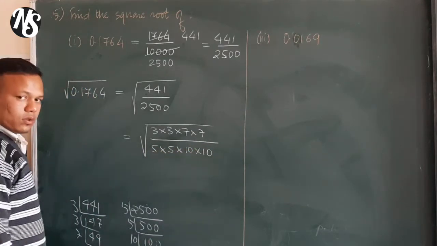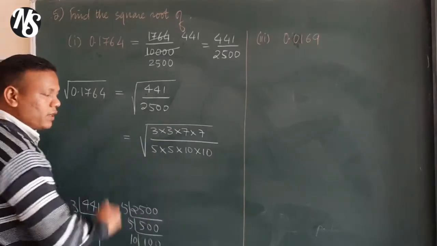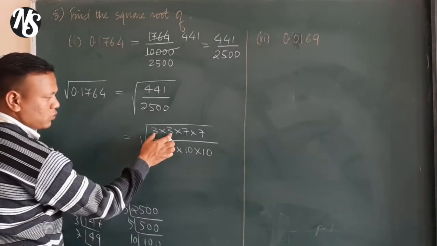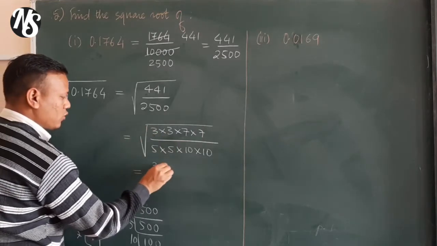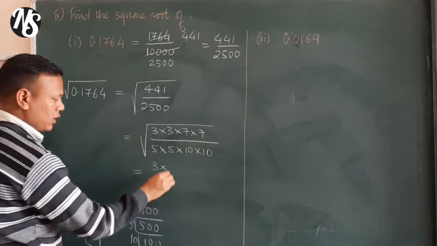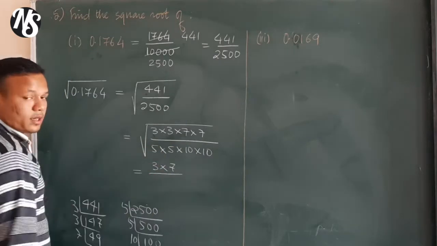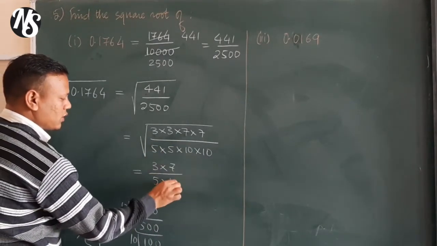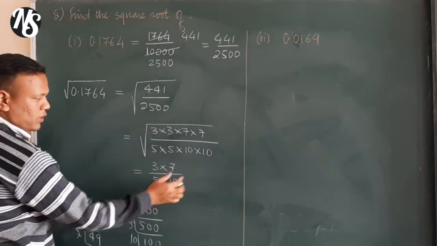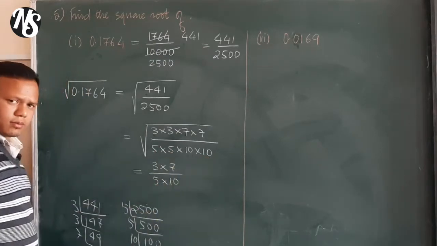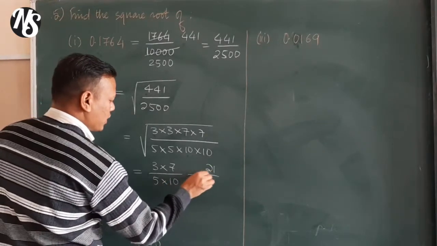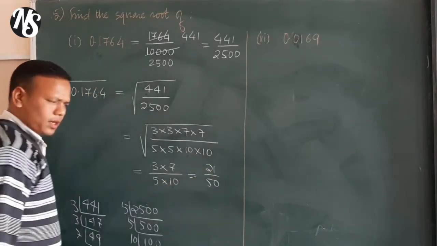Yes. Now the next job is to find the pairs. So we have got one pair. Instead of these two 3s, I am going to write only one. Instead of these two 7s, I am going to write only one. Similarly here I am going to do the same. That is 5 into, next is 10. Instead of these two I have written one, and instead of these two I have written this much. Alright, so how much is this? This is 21 by 50, isn't it?